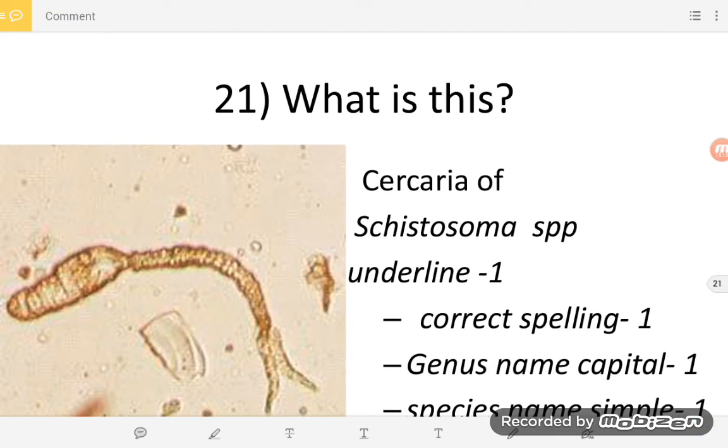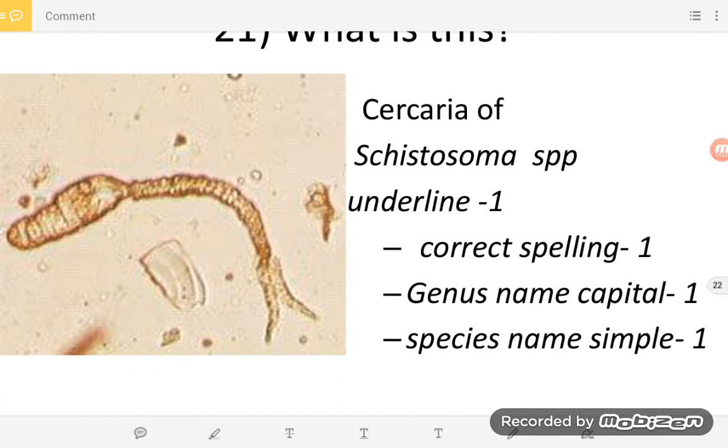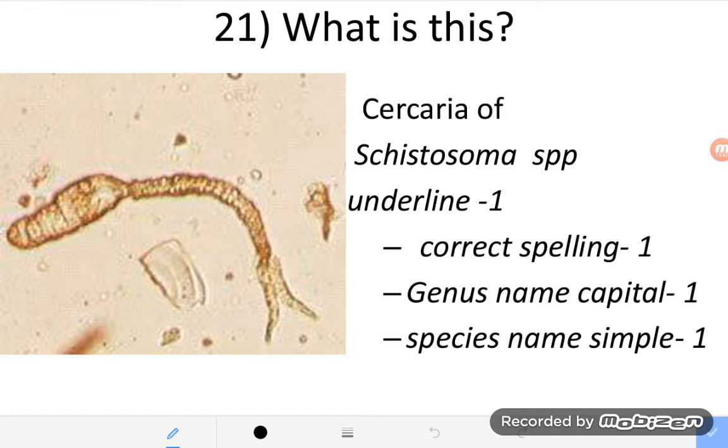Then what is this? This is the cercaria of the Schistosoma species, the infective stage of Schistosoma species. According to the egg morphology we can differentiate the species first, but the cercaria and miracidia are somewhat difficult to identify. But how do we identify this one? You have to remember the fork tail, and this is the head part. This is the body, right?